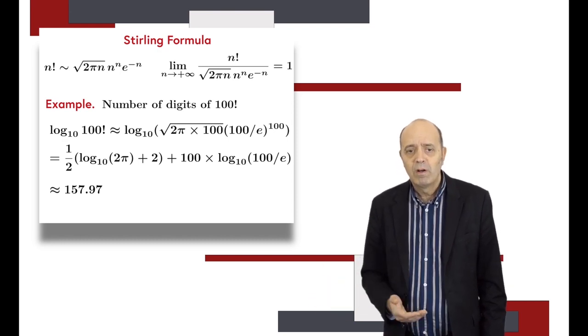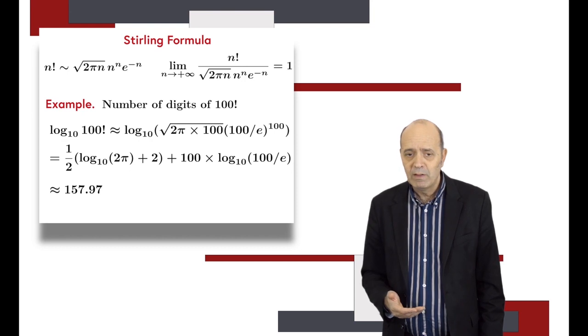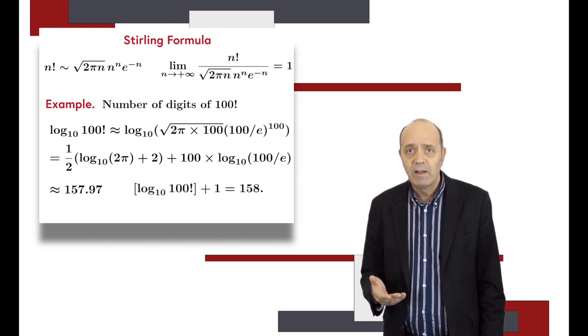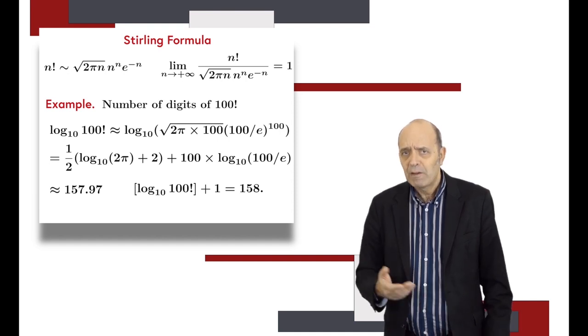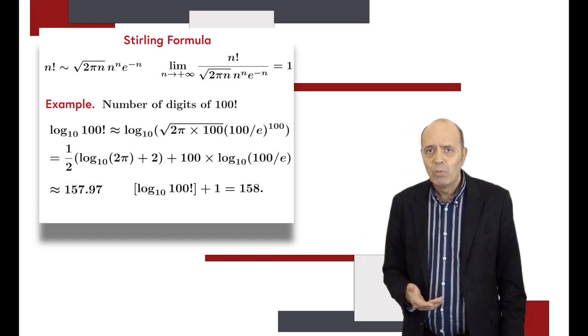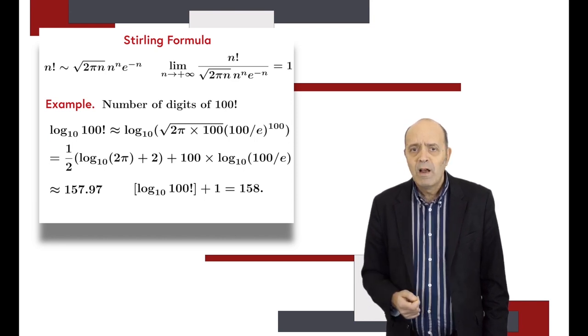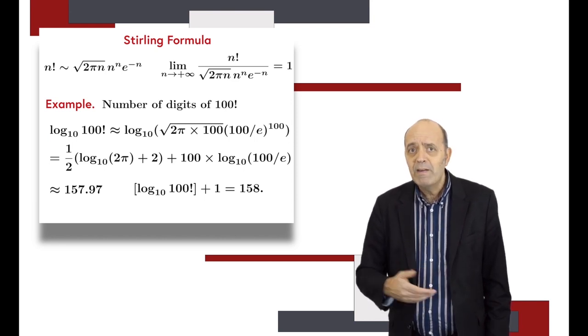So the floor of the logarithm of 100 factorial is 157. When we add 1, we obtain 158 digits. And actually, it turns out that the factorial of 100 has got 158 digits. The factorial grows very quickly.